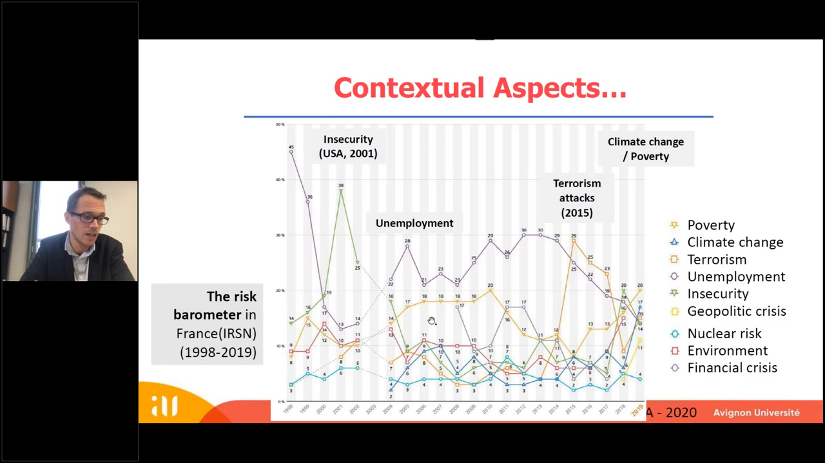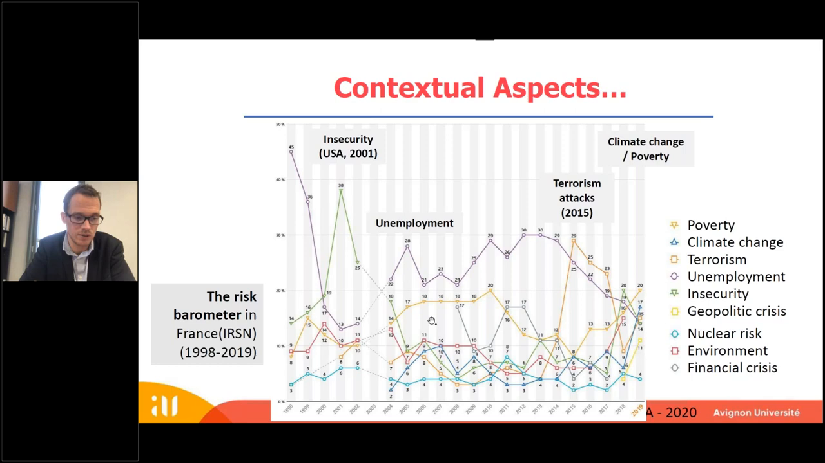On this graph, we can see that in 2001, following the attacks on the World Trade Center, insecurity in France was the first risk felt by population, whereas in 2005, it was fear of unemployment due to the financial crisis, and in 2015, the risk of a terrorist attack came back to the forefront due to several events in France. And with the COVID health crisis and uncertainties about future social change, individuals will surely fear almost all risk in 2021.